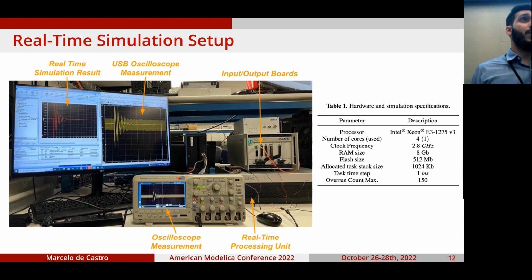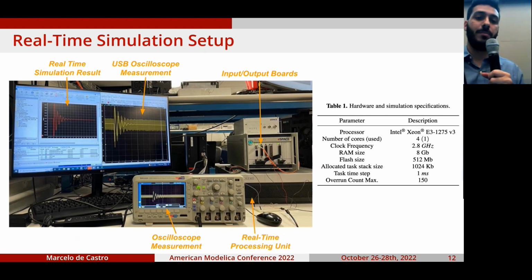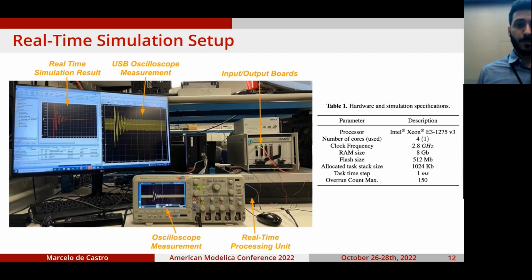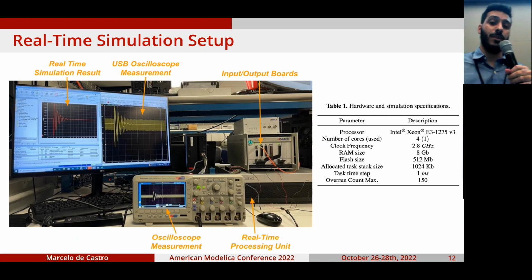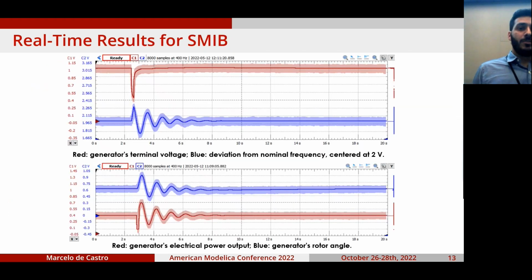Yeah, and also the parameters of the hardware and the simulation is that we are using a 1 millisecond time step, which is okay for electromechanical stability studies in power systems. We set the overrun maximum number to be 150. And here we are just using one of the available cores of the real-time simulator. So the first results here are from the SMIB system.